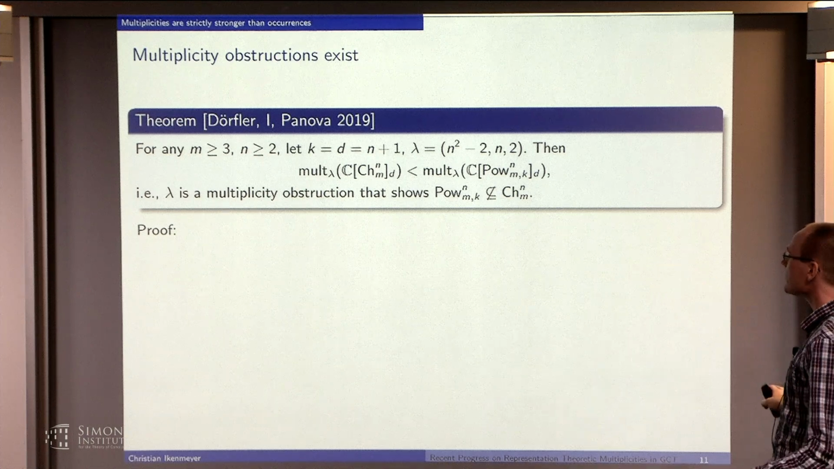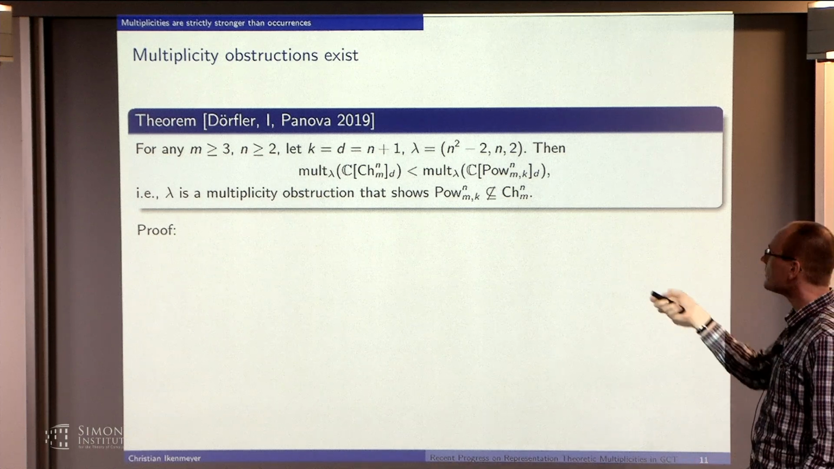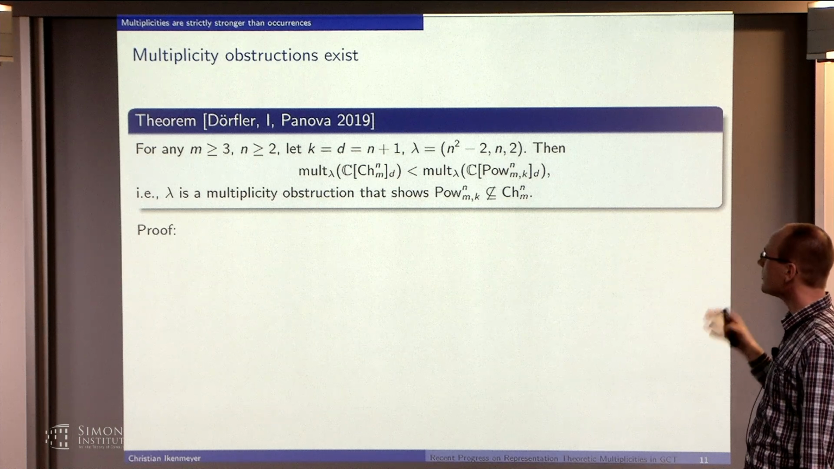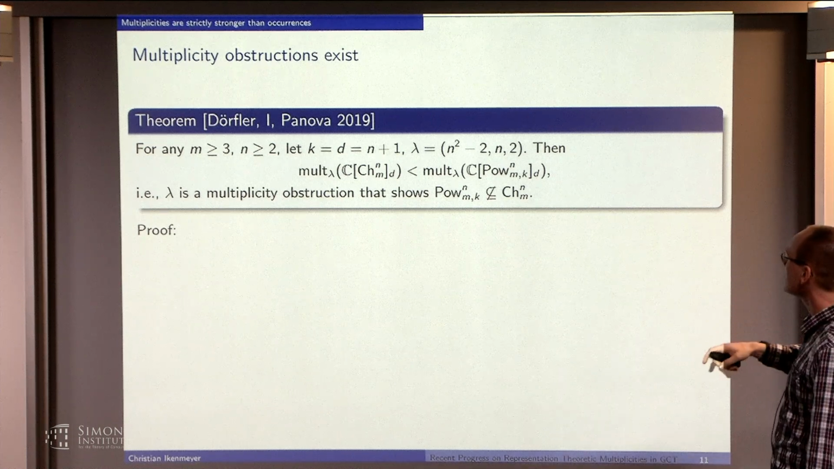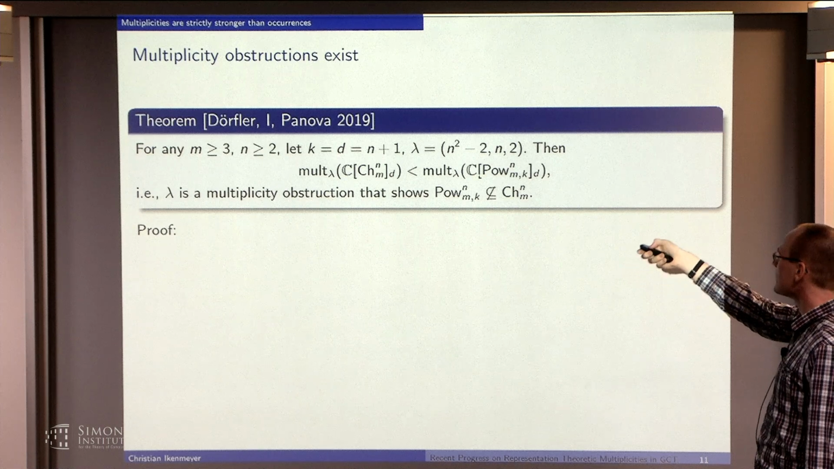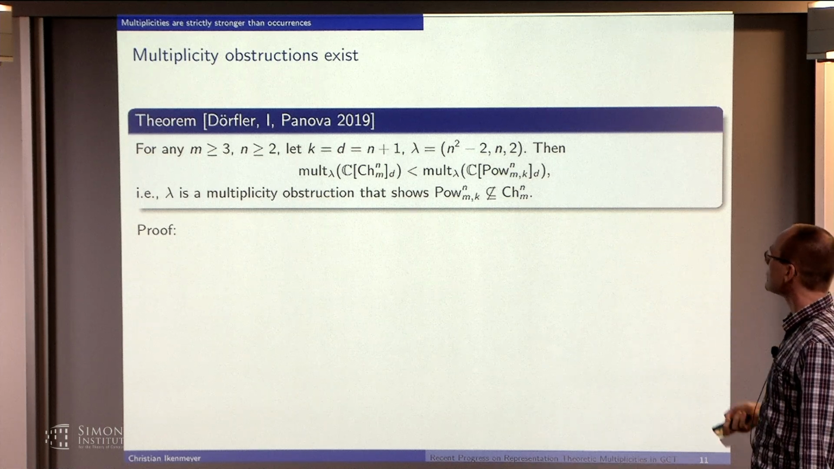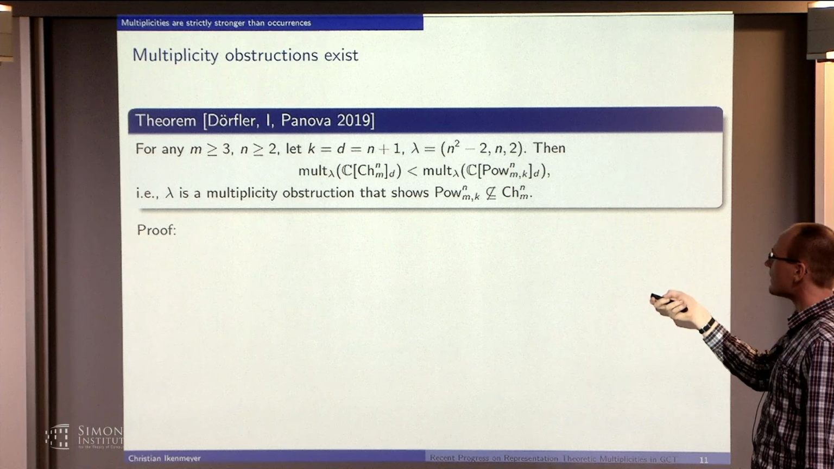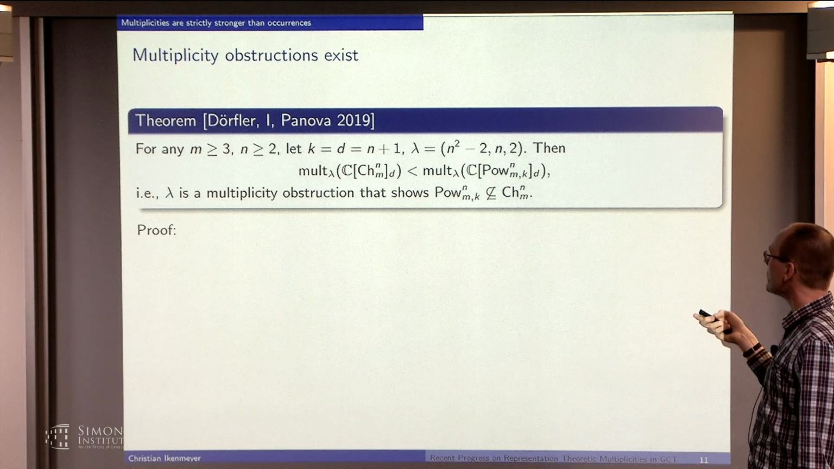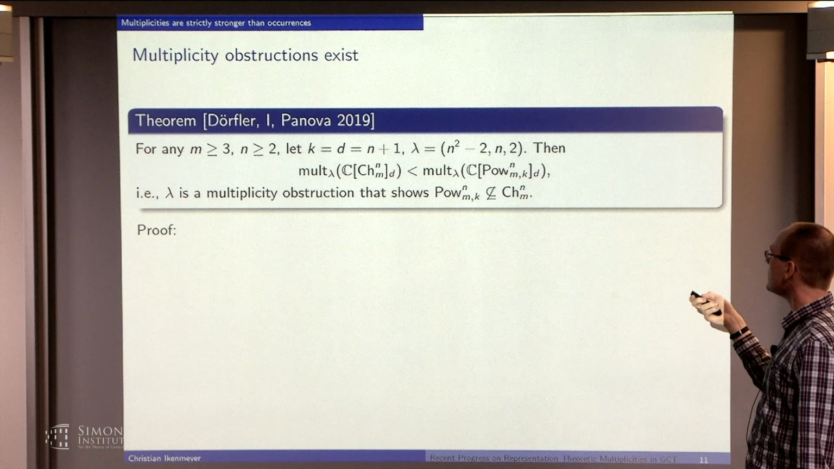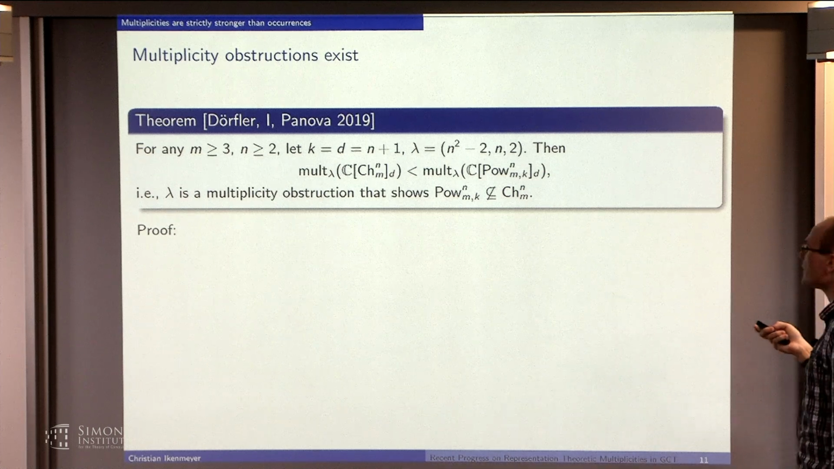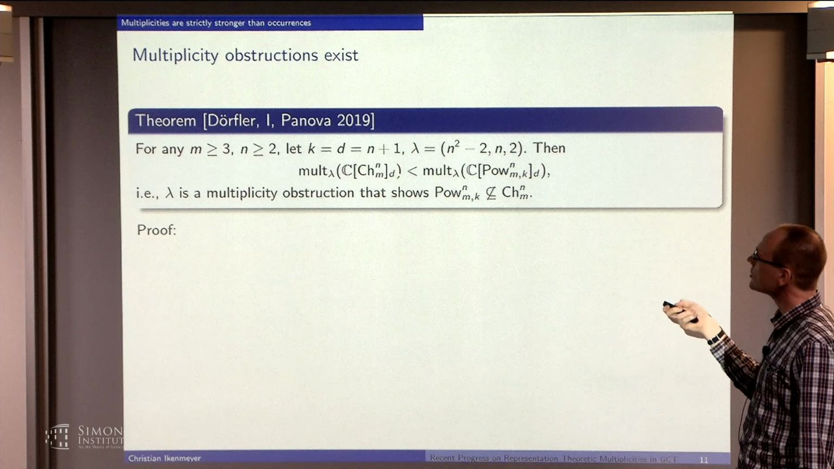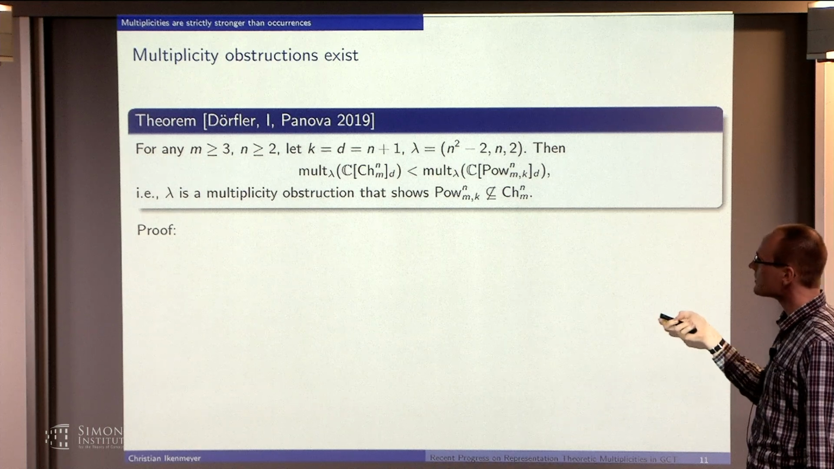This is a setup that works also in higher generality. It's not actually limited to just these two varieties. But here we could actually push it to the end. We want to show that this is less than that. So first of all, you want some lower bound on this multiplicity and some upper bound on that one. For the lower bound, we show that in this specific setup, it's the maximal multiplicity that you could possibly hope for. And then we show that this one is not maximally large.